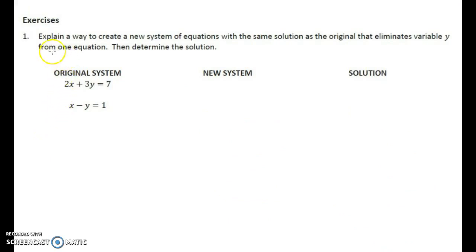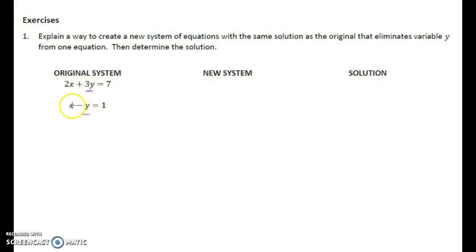Exercise 1 asks us to explain a way to create a new system of equations with the same solution as the original that eliminates the variable y from one equation. That means that we have to focus on how we're going to get rid of y. And what we see here is y's are already opposite in sign. Whenever I see opposite in sign, I feel really happy because I know I don't have to do a lot.